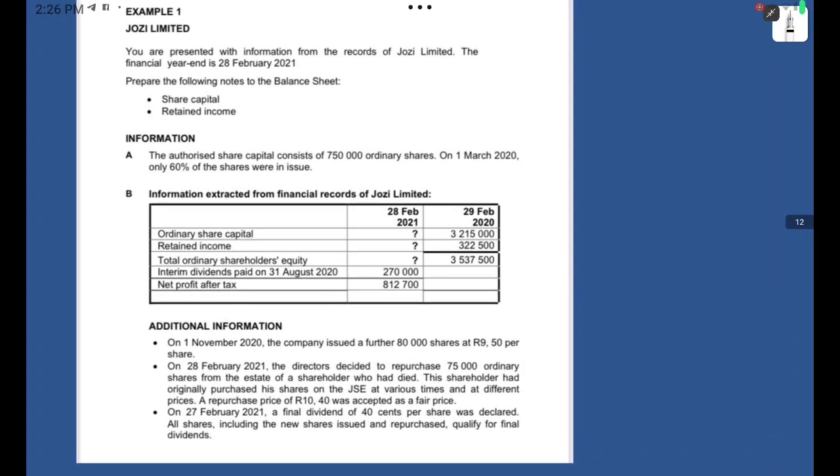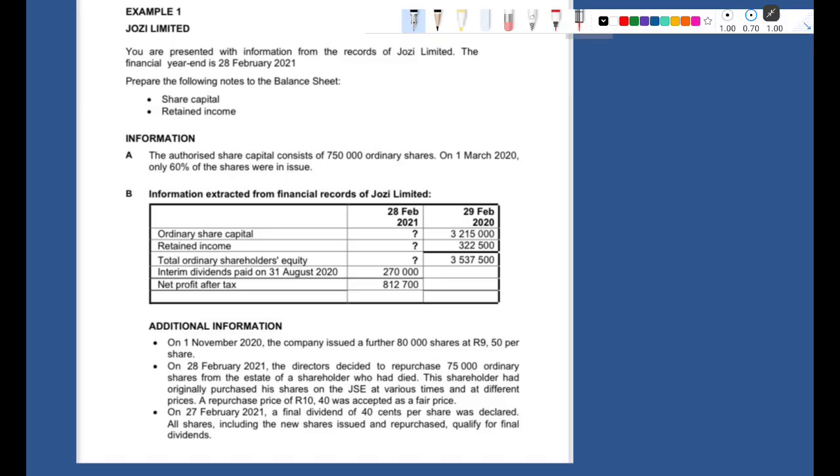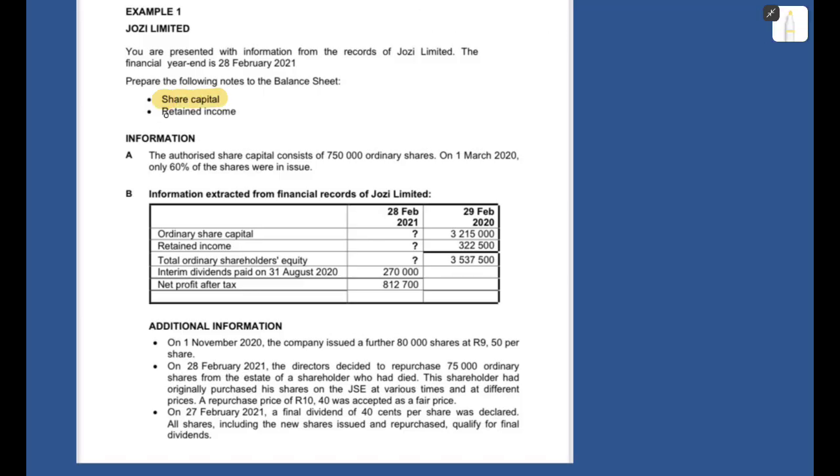At activity 3, right? Activity 3 is exactly the same as the activity that we've been dealing with in the previous videos. It's just that now, what are we going to do? Remember that in the previous activities we've been looking at the share capital note, and in this activity we are going to do the retained income note, because your dividends will affect your retained income note.